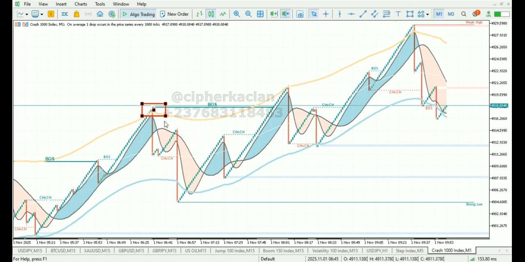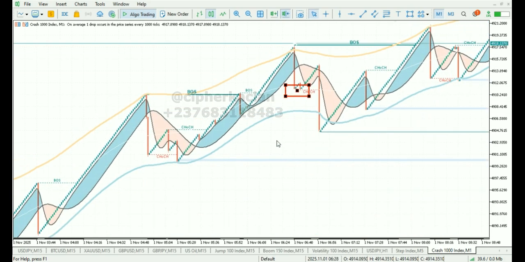Same thing for this sell. Price pushes down and breaks below, and then you enter your sell right here, you wait patiently, and it pushes, boom, came back down. So that is how the indicator works.